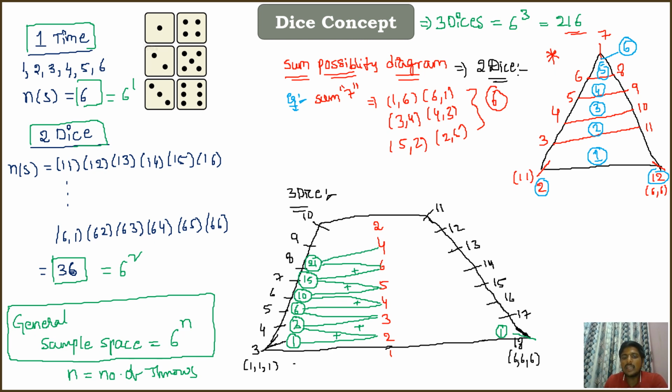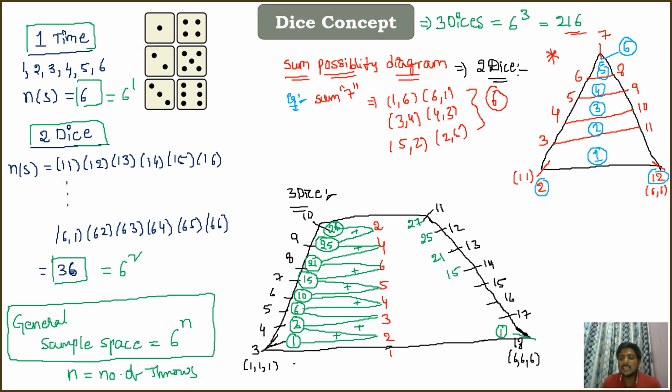Now 21 plus 4 is 25. Sum possibility as 9, we have 25 chances. Next, 25 plus 2 will get 27. Likewise, for 10 and 11 the sum possibility happens for 27 times. For 12 it is 25 times. For 13, 21 chances are there to get the sum as 13.